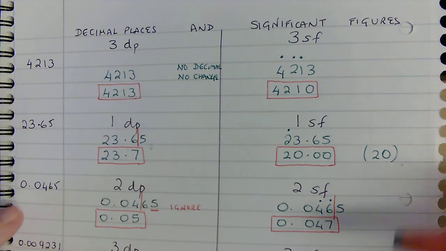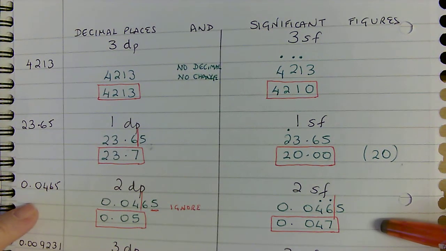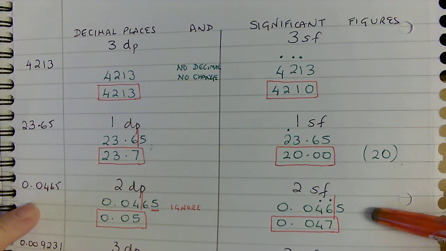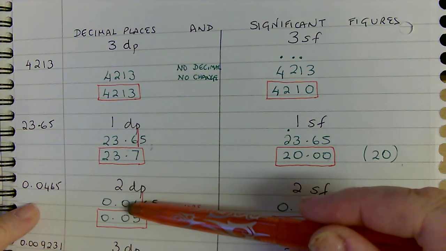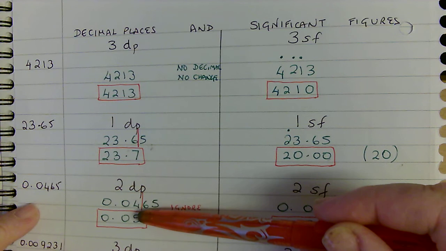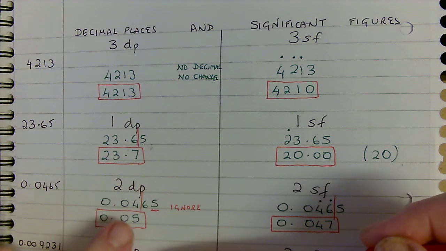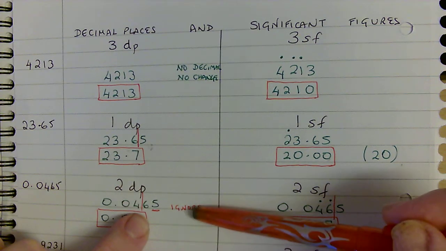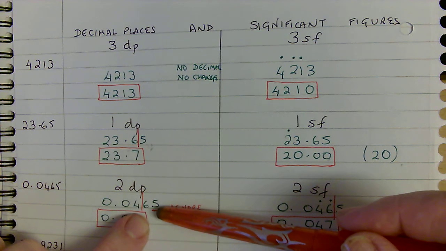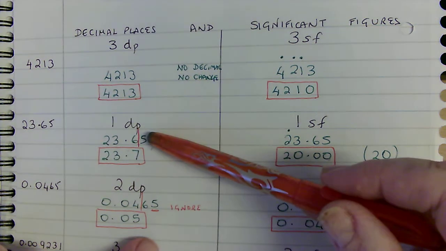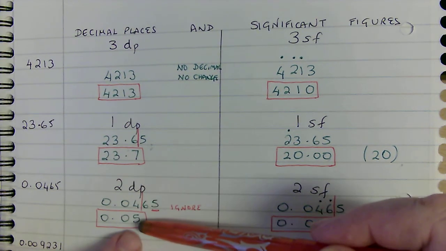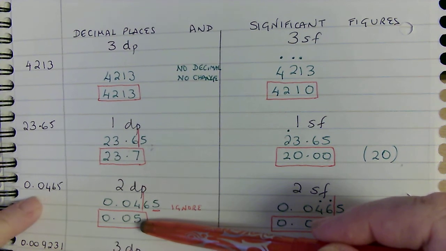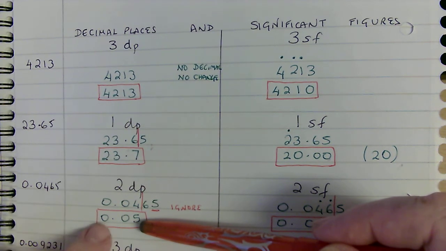Third one I'm going to look at then is 0.0465. And I want it to 2 decimal places to start off with. So I count those 2 after the decimal point, put my marker line in to see where I am. The only number I want to consider is the one immediately after that marker line, so that's the 6. So I ignore the 5. That's gone. It's done with. Question again, as it was here, is does the 6 affect the 4? The answer is yes. It turns it into a 5. And so 0.0465 to 2 decimal places is 0.05.